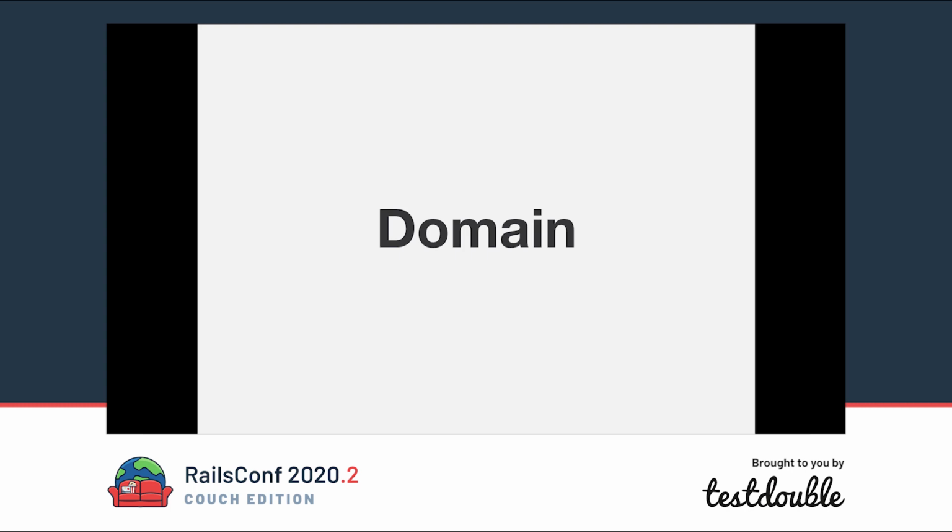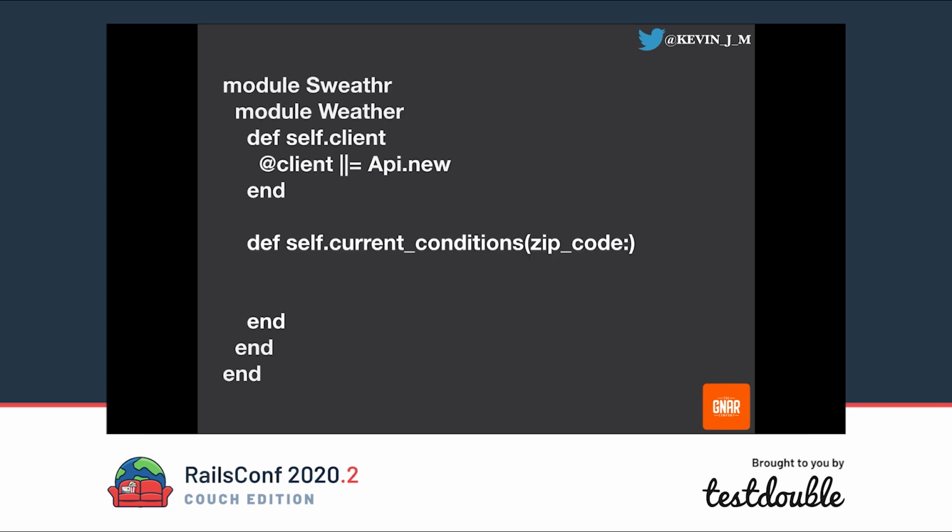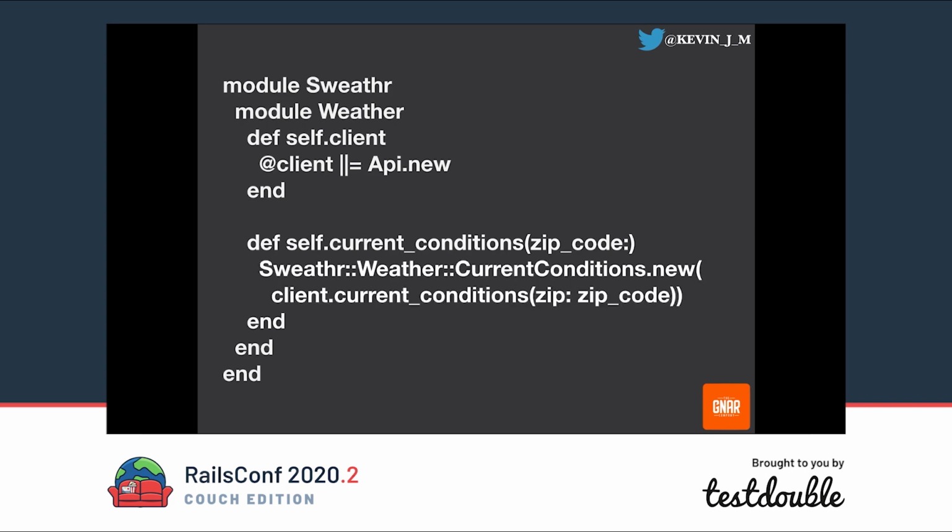We need to tie these things together. So I like to build a domain class, or in this case, a domain module. We'll call it a weather module. The weather module is going to interact with the API and give us back the information that we need. So it has our API client, and it has the ability to tell us what the current conditions are for a given zip code. This method here is going to make an API request with our client, give those results to our current conditions class, and then any consumers or callers of this can do whatever they need to do with the current conditions.